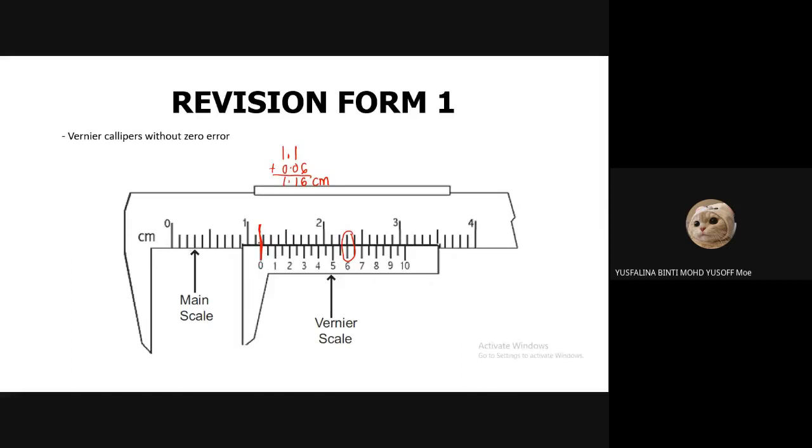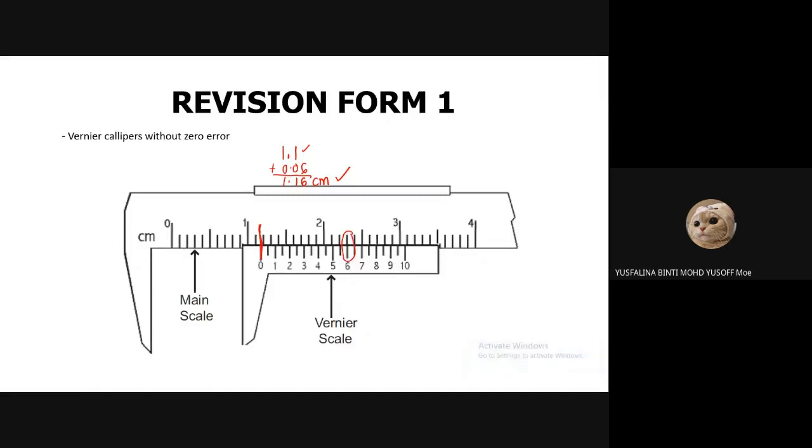So I repeat again. You underline 0 here. You read 1.1 at the main scale. For the vernier scale, you have to find which line is a straight line. You can see this one, right? So you read at the vernier scale: 6, but don't plus 6, plus 0.06, it is at 2 decimal places. So 1.16 cm, this is the answer. You can see if you compare it to your ruler, your ruler can only give until 1 decimal point.